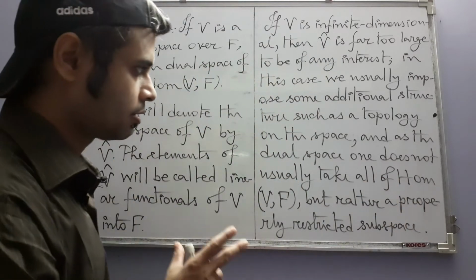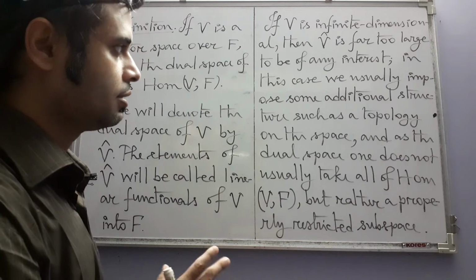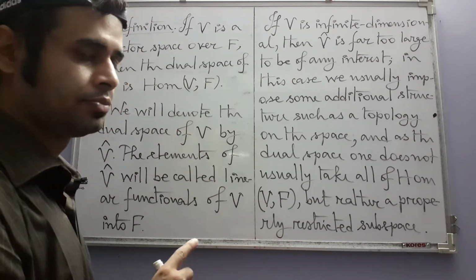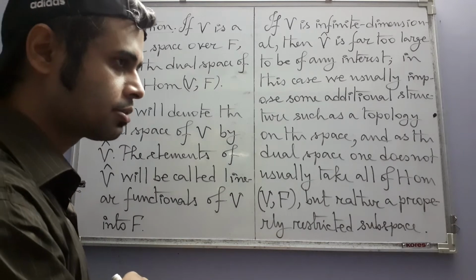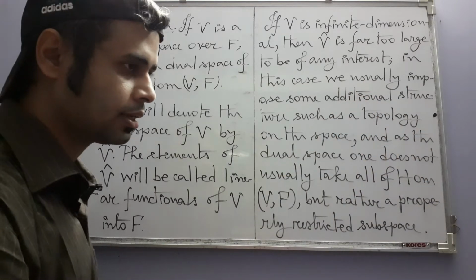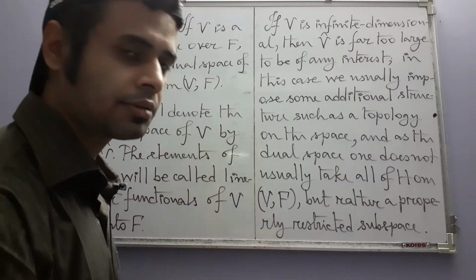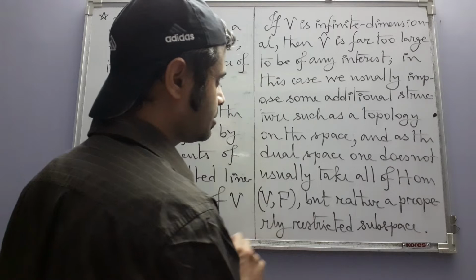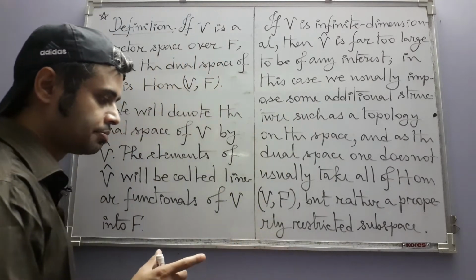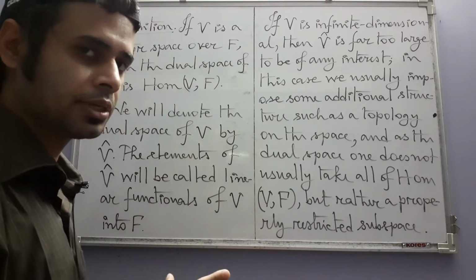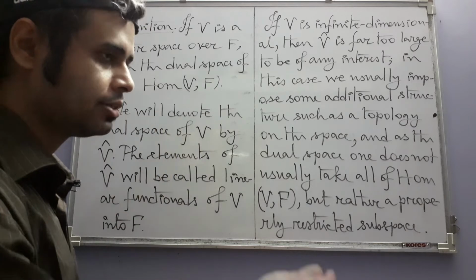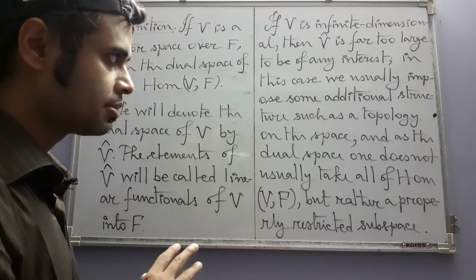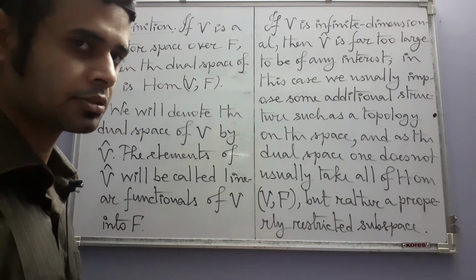Okay, so what the author is saying in this part is that if our original space V is infinite dimensional, then the dual space is extremely large to be of any interest. I mean, it has so many different types of things that you don't get any general result, something like that. And in this case, what we usually do is that besides the vector space structure, we also impose some additional structure such as topology, which somehow in some sense is compatible with the vector space structure.